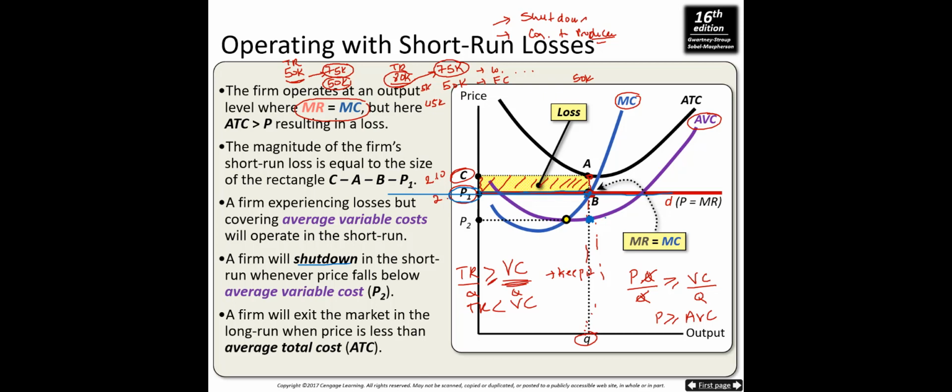And if, for example, the price goes below P2, like here, if the price is determined here, then you should shut down because that price is lower than average variable cost and you cannot even cover your operating costs.